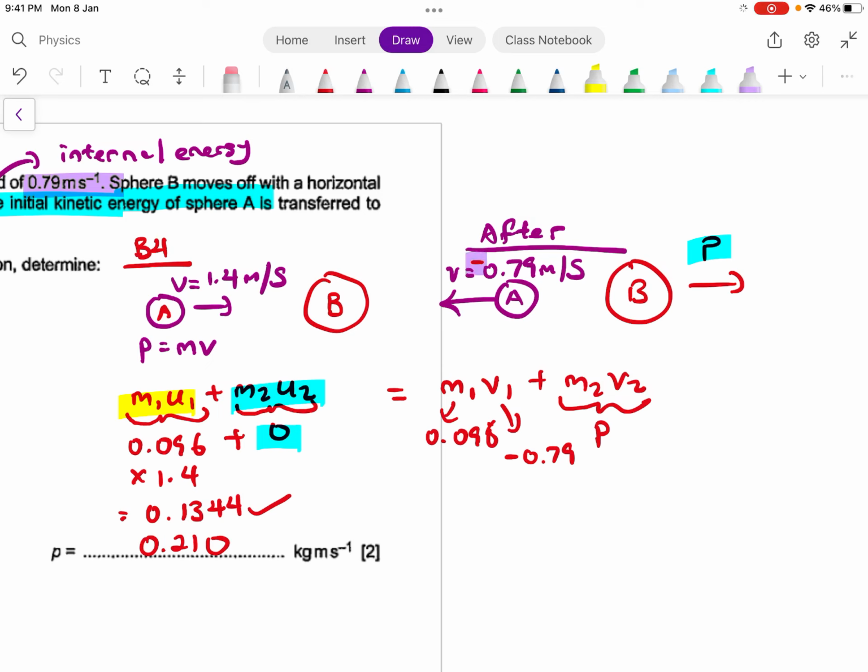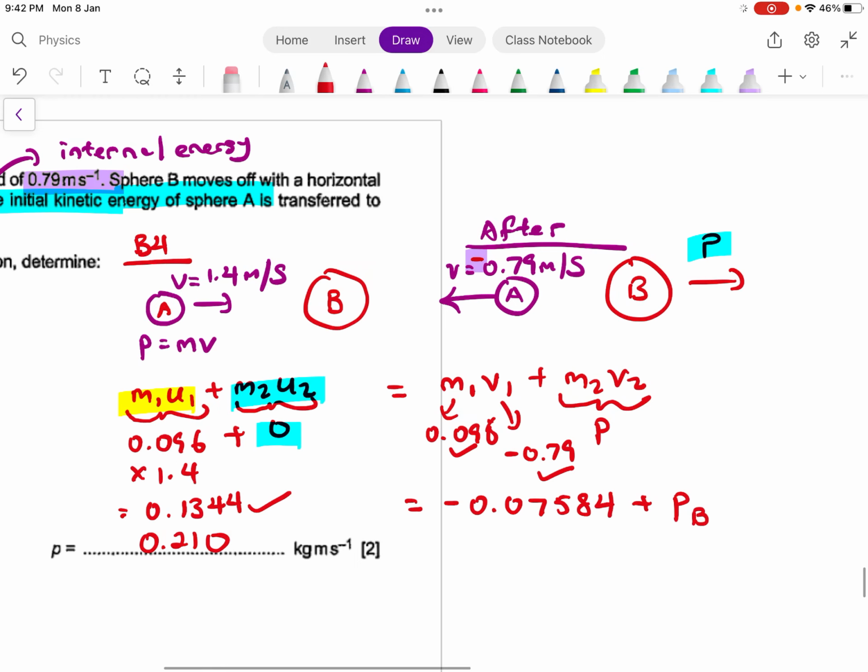If not, then the calculation will be wrong already. Okay, so the momentum of sphere A after collision is its mass times velocity. So this will give you 0.096 times negative 0.79. So the momentum of A after collision will be negative 0.07584. Then for sphere B, there's some momentum because they say sphere B moves off with a horizontal velocity V. So I put momentum B.